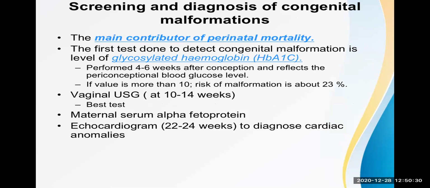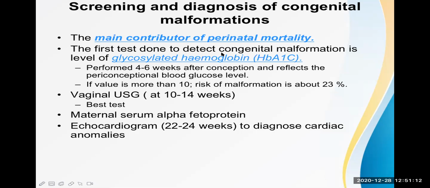Now, another important part of this class is screening and diagnosis of congenital malformation. How do we know that a particular baby who is developing has a higher chance of congenital malformation? Now, see, the main contributor of perinatal mortality is congenital malformation. And to repeat, what are those congenital malformations? One is neural tube defect. Another is congenital heart disease. Congenital heart disease is even more common than neural tube defect, like anencephaly. Also caudal regression syndrome, microcolon, even renal agenesis. These are the different ones.